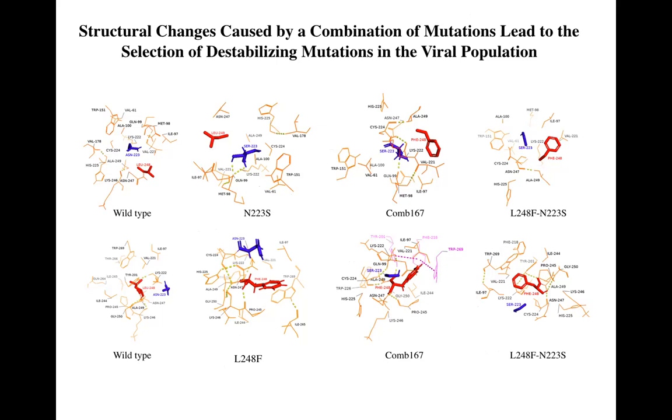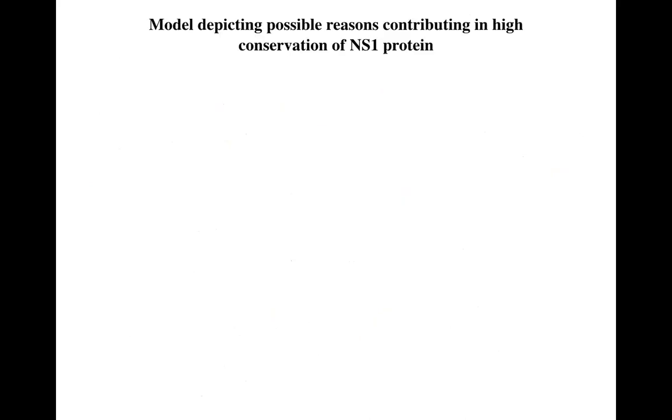Similarly, we came across a pure compensatory pair where the L248F mutation is destabilizing in nature but gets stabilized in a combination due to the presence of other mutations such as N223S. Okay. So from this, we come across a model which depicts the possible regions contributing to the high conservation of NS1 protein.